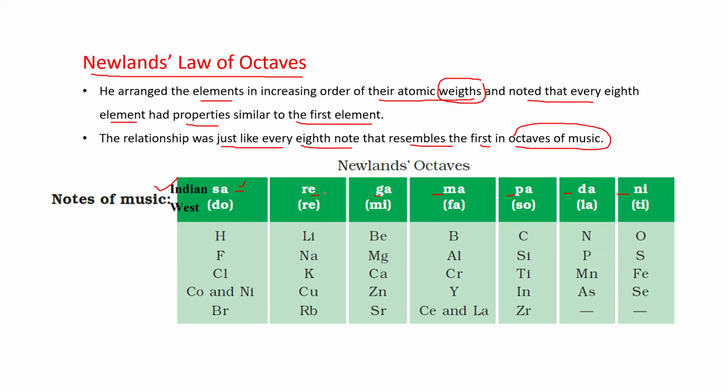In the same way, if you compare the properties, like this is lithium, the 8th element from lithium is, you can count, 1, 2, 3, 4, 5, 6, 7 and 8, sodium. The properties of sodium and lithium are the same. In the same way, you can also compare carbon. The 8th element from carbon will come silicon. Properties of carbon and silicon are the same.